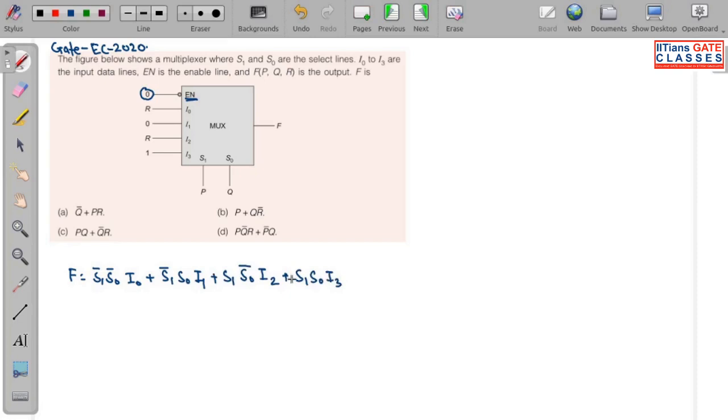Okay, so very simple question, we just need to put in the values. So this will be P bar Q bar, and I0 is R, plus I1 we can see is 0, so we will not write it, and for this one it will be P Q bar, I2 is R, plus P Q. Okay, so this is P Q only, fine.